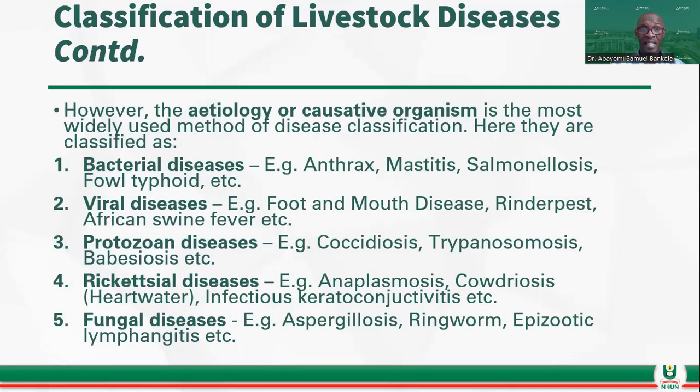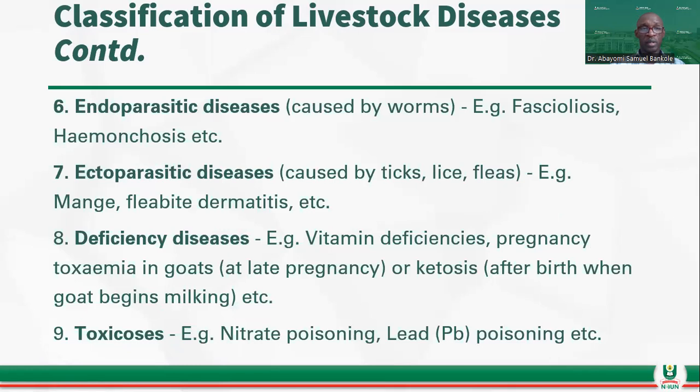Number four, rickettsial diseases. That's another classification. Examples of rickettsial diseases include anaplasmosis, heartwater, infectious keratoconjunctivitis, and so on and so forth. So number five here is fungal diseases. Examples include aspergillosis, ringworm, epizootic lymphangitis, and so on and so forth. Then number six, we have endoparasitic diseases such as fasciolosis and so on and so forth. Number seven, ectoparasitic diseases. The number six is endo. Now we are talking of ecto.